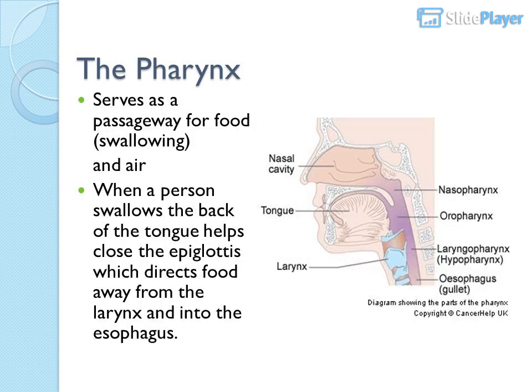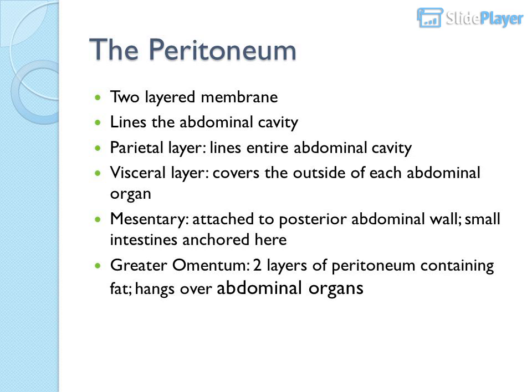The pharynx serves as a passageway for food, swallowing, and air. When a person swallows, the back of the tongue helps close the epiglottis, which directs food away from the larynx and into the esophagus. The peritoneum, a 2-layered membrane, lines the abdominal cavity.